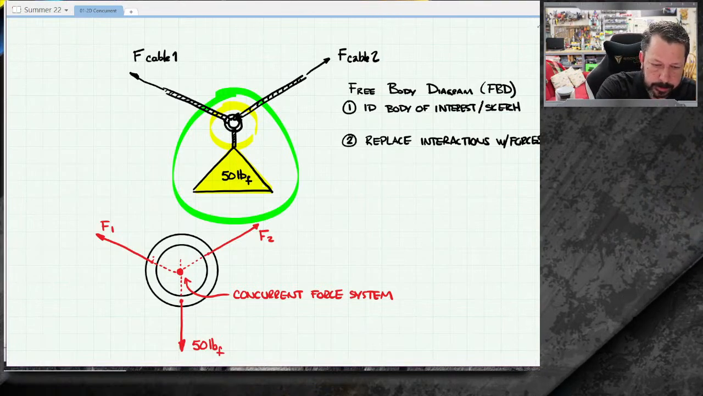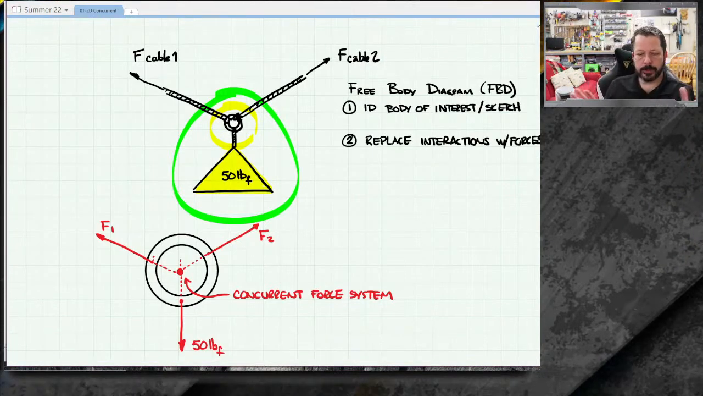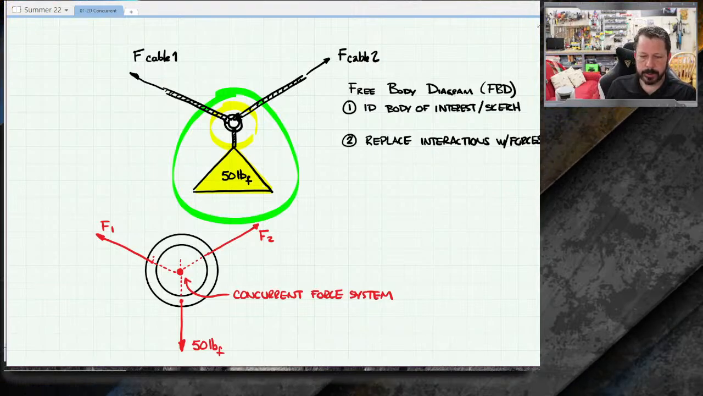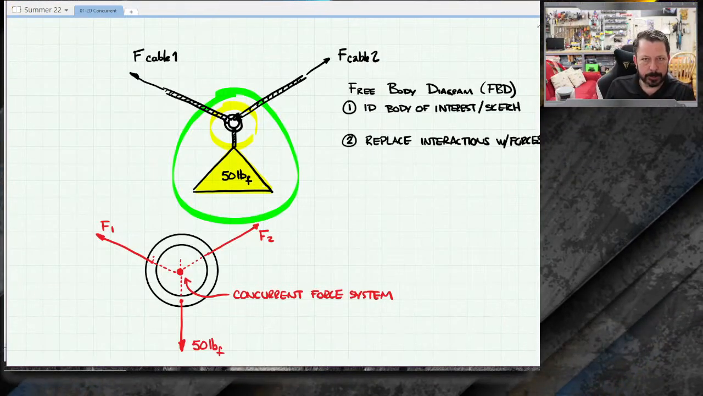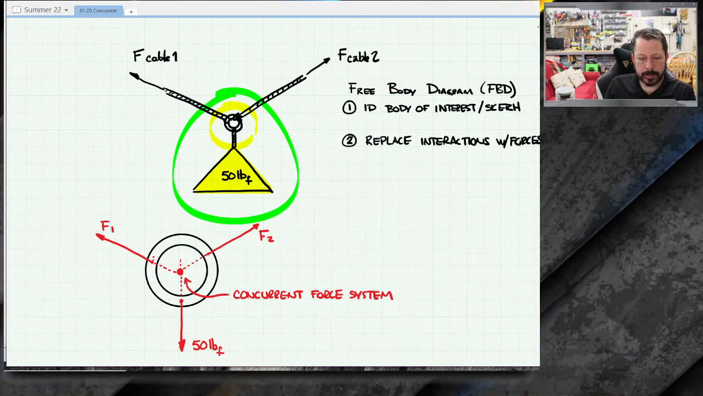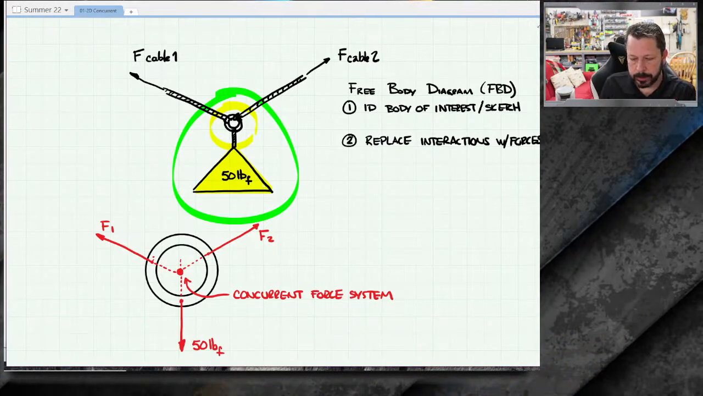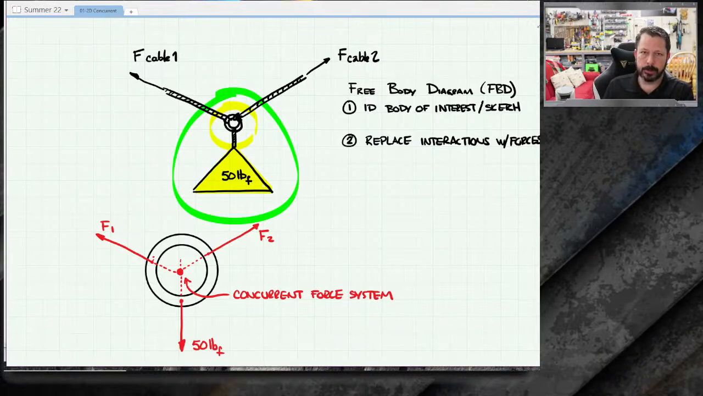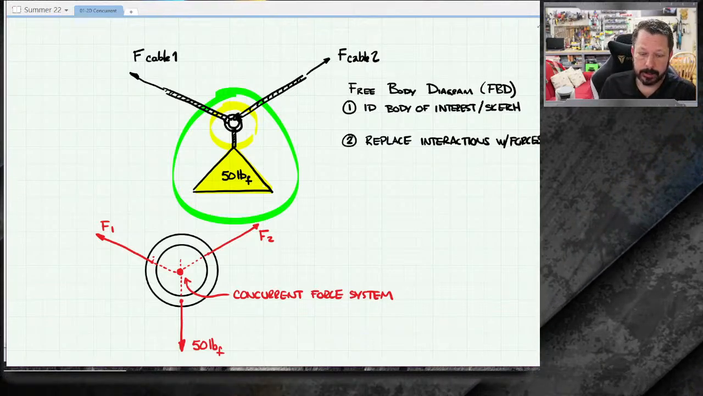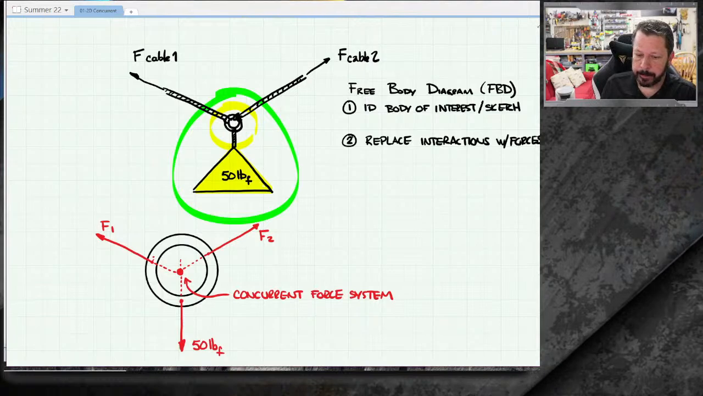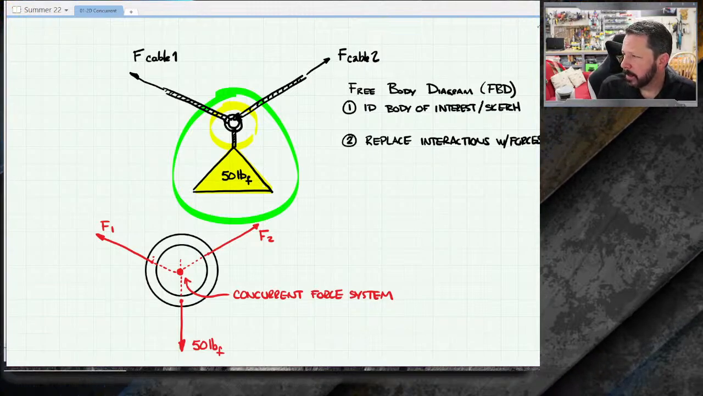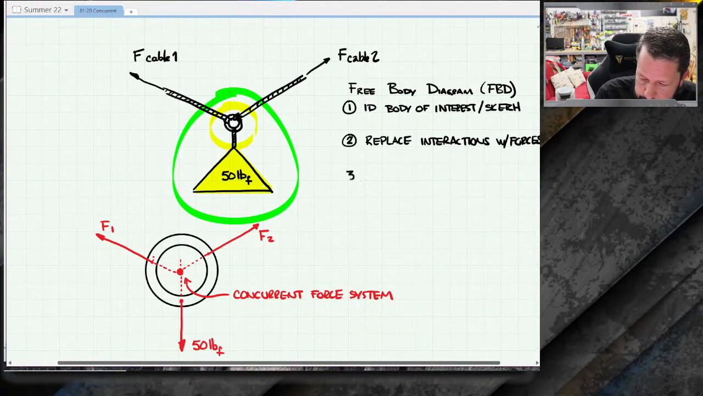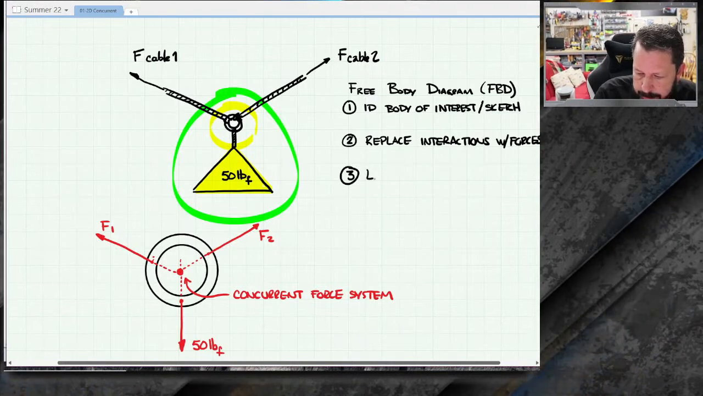That's step 2. We replaced all the stuff and ignored the things. The weight of the ring wasn't important. Whatever wind is blowing on the ring isn't important to me. Those are really small forces compared to everything else going on here. So I'm ignoring those. These are the 3 things I think are the most important in this system: the force in cable 1, the force in cable 2, and the force in the rope that's holding up the 50-pound triangle.